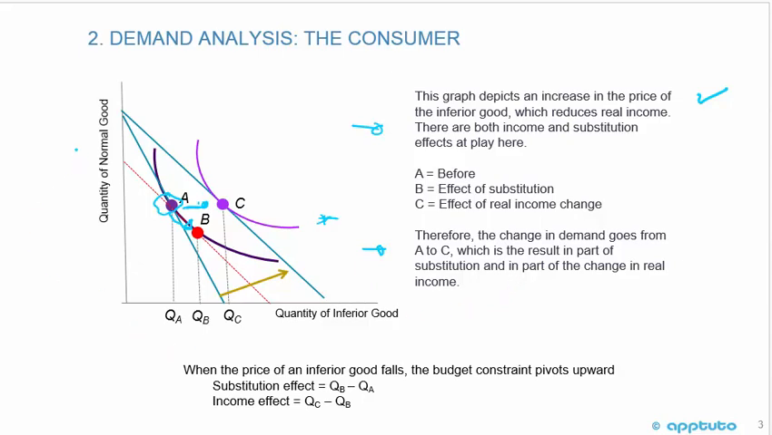Okay, so here we've got the quantity of the normal good. Here we have the quantity of the inferior good. So from A to B is the substitution effect along the curve. From B to C is the income effect, which is a movement of the curve. Okay, so you can see when the price of an inferior good falls, the budget constraint pivots upward, so the substitution effect is QB minus QA, and the income effect is QC minus QB.